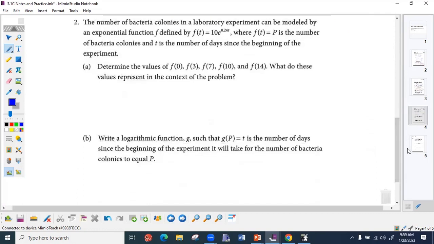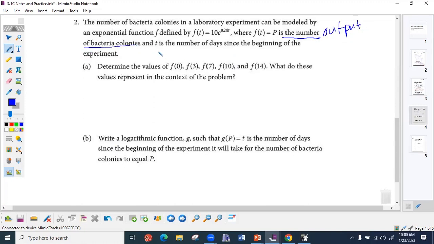All right, so next here, we have the number of bacteria colonies in a laboratory experiment can be modeled by an exponential function. F of t equals 10 times e to the 0.24t, where f of t equals p, and p is the number of bacteria colonies. So my output means what? The number of bacteria colonies. My output is the number of bacteria colonies.